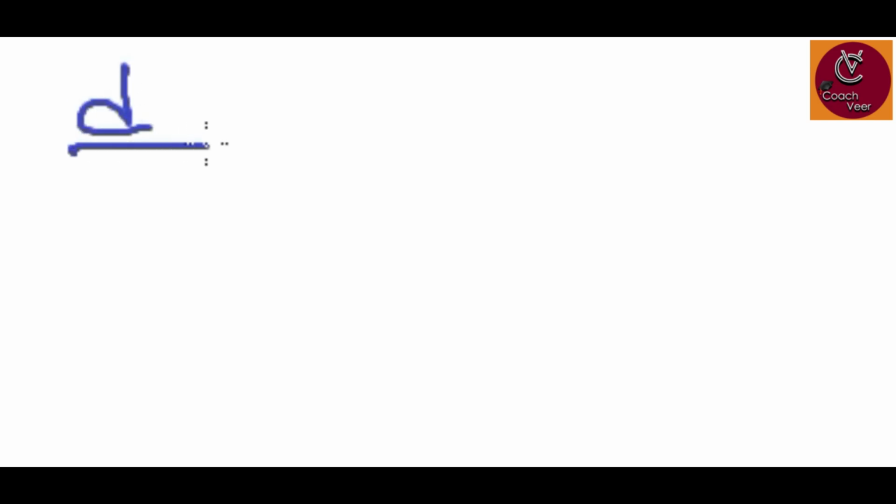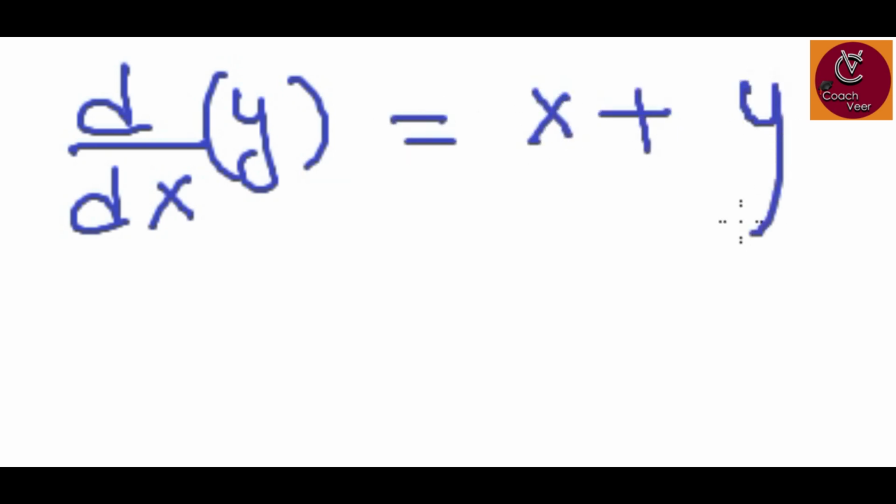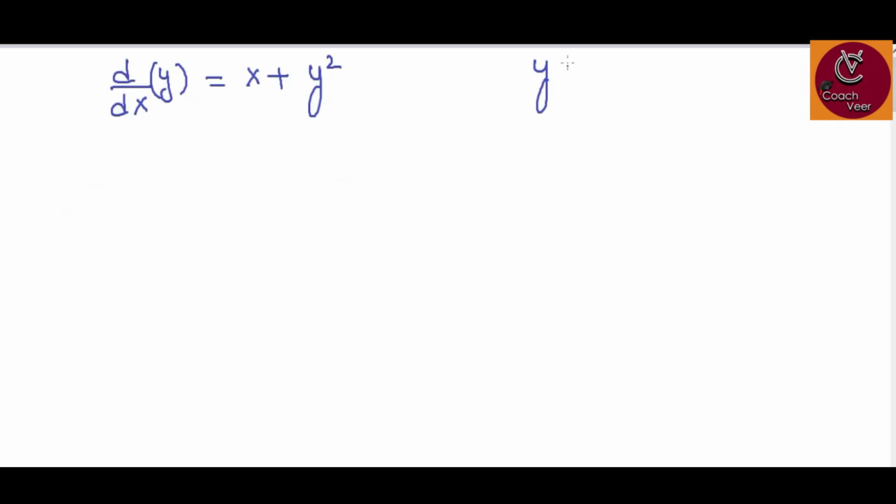dy by dx of a function in x, y form, like x plus y square, with the initial condition that y at 0 will become 0. This is the initial condition. So the formula is very clear to you. Let me write it again.